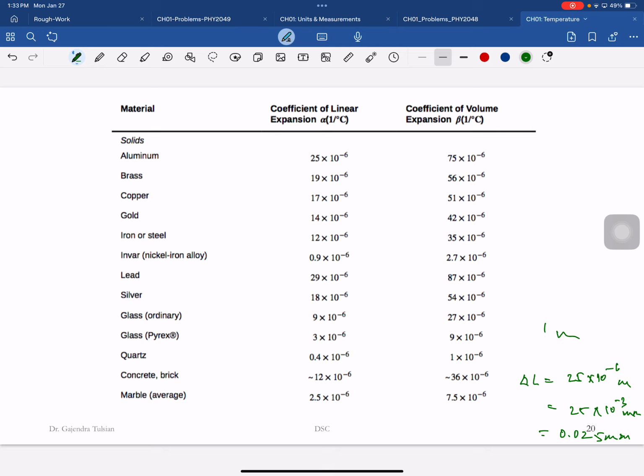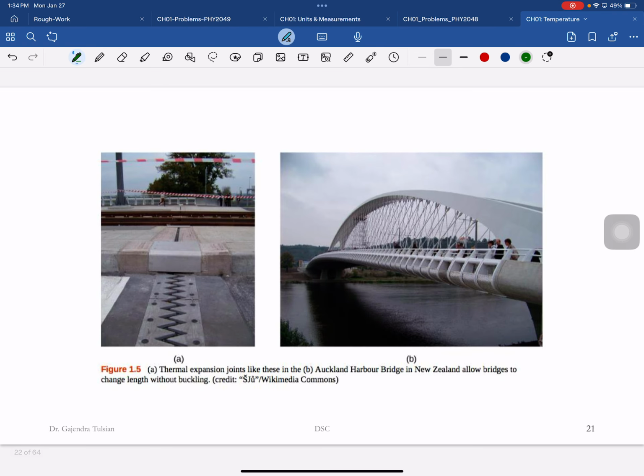So you take a 1 meter aluminum rod, you raise its temperature by 1 degree Celsius, and its length increases by about 2/100ths of a millimeter. Why the heck do you care? There might be things like engines, with pistons moving inside the engine, and you're going to get friction lock. It could be all kinds of things. Here's an everyday phenomenon.